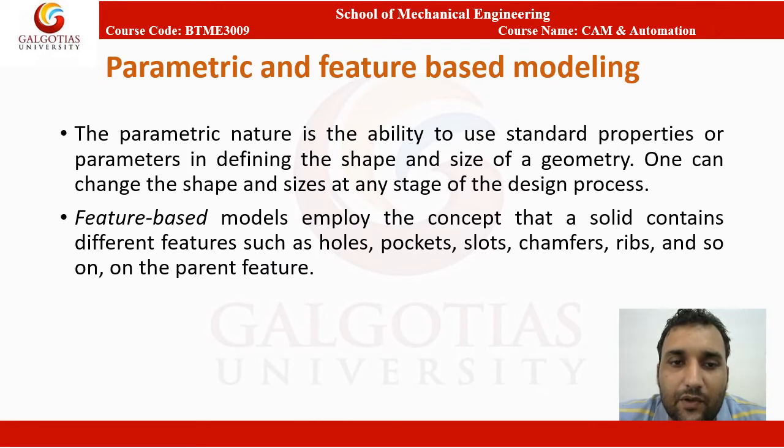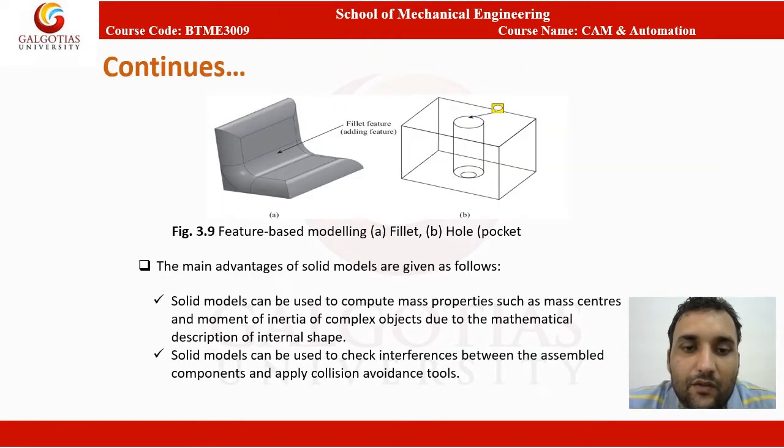Parametric and feature-based modeling. The parametric nature is the ability to use standard properties or parameters in defining the shape and size of geometry. One can change the shape and size at any stage of the design process. Feature-based models employ the concept that a solid contains different features such as holes, pockets, slots, chamfers, ribs, and so on, the parent features. So a fillet is feature-based modeling, and a hole is also feature-based modeling.